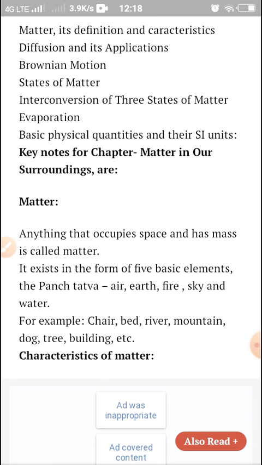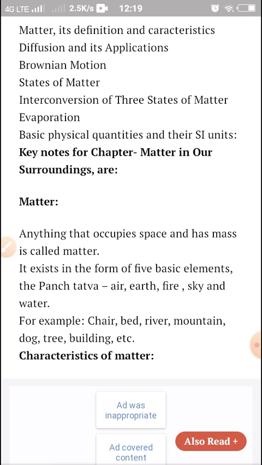So, the chapter is Matter in Our Surroundings. So, what do you mean by matter? What is matter? I hope you've read the chapter, and for explanation, I'm here. So, for explanation, what is matter?